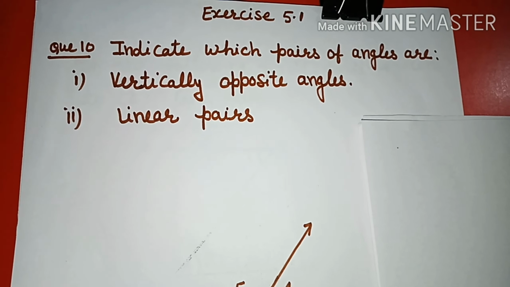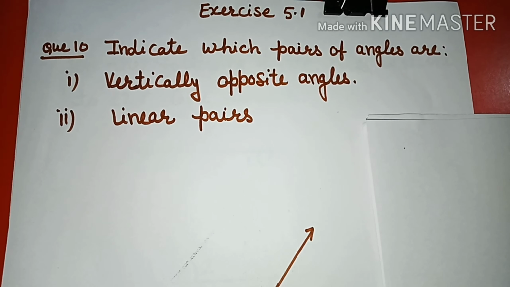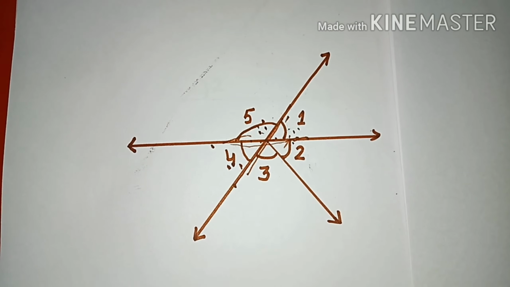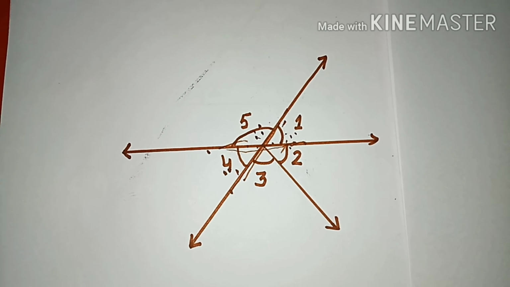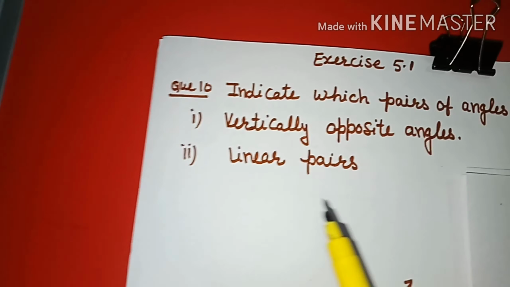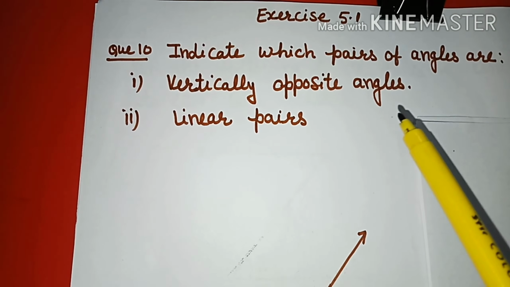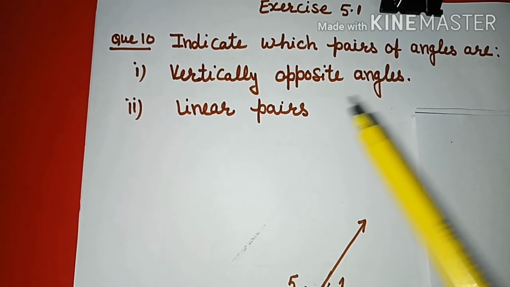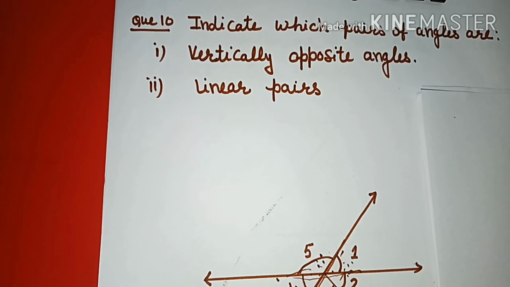Students, in exercise 5.1 we will do question number 10. In question number 10 a figure is given to us. This one is the figure, and in the first part we have to tell the vertical opposite angles. In the second part we have to tell the linear pairs. So let us start the solution.